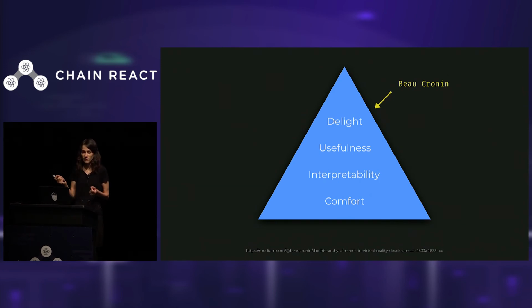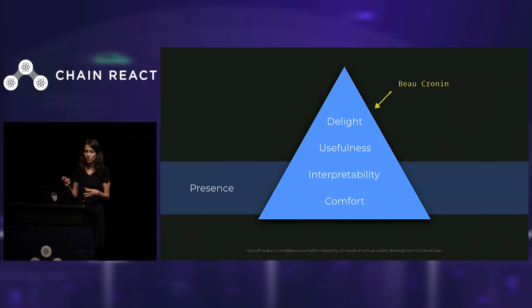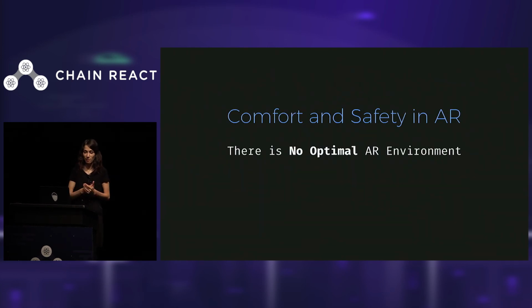So comfort means that a user can use your application without feeling unwell, and interpretability means that the virtual world feels convincing to the user. And if both needs are satisfied, a user gets this feeling of actually being present in the virtual world, which is what you want to achieve. And while working on my talks and prototypes, I added another part to the hierarchy, which I find even more necessary than comfort, and this is safety. So let's take a look at comfort and safety first in augmented reality.